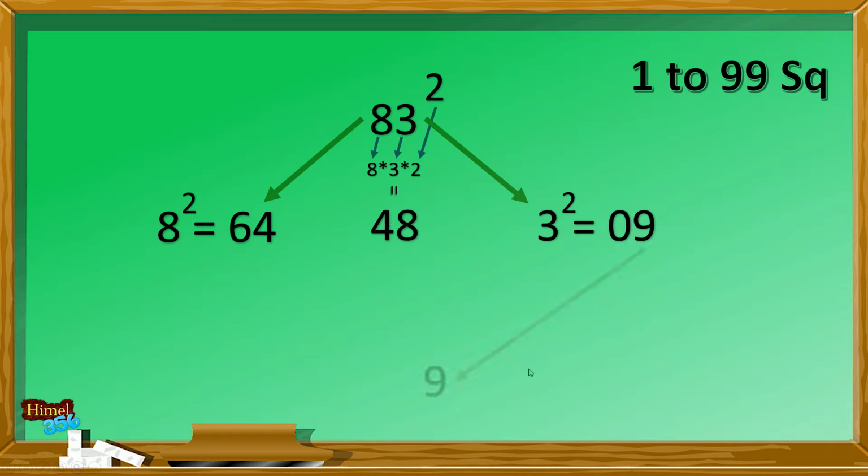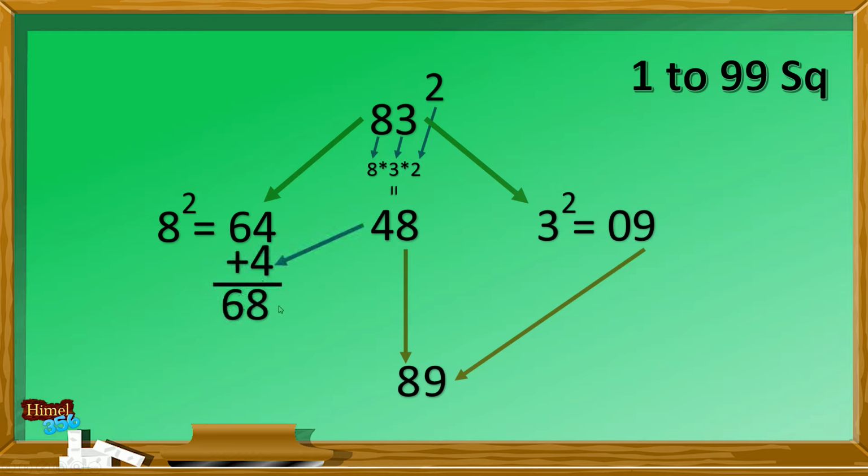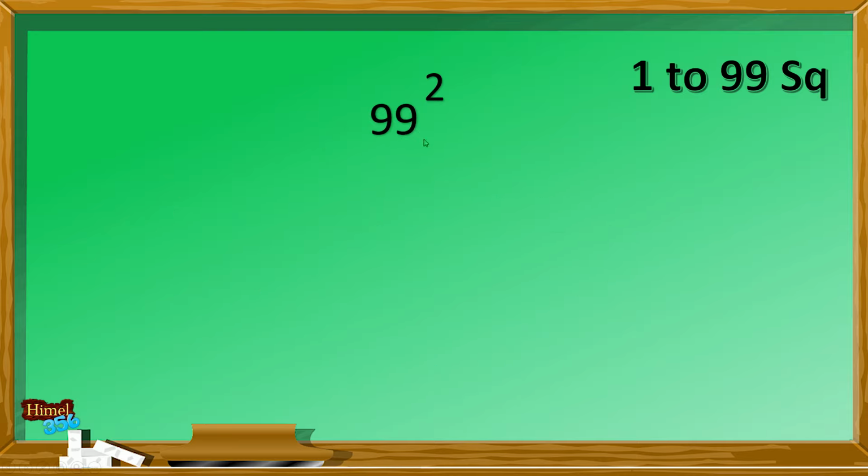Now let's get our answer. 9 from here. There is nothing in our hand, because 0. So we will straight get the 8 from the middle value, 8. Now we have 4 in our hand. Let's add 4 with 64. So 68. So our final answer is 6889.